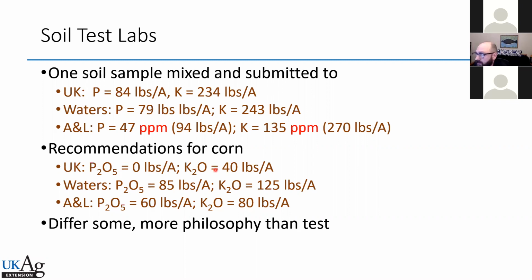For those same numbers, UK is saying no phosphorus needed, but Waters and A&L were saying 85 or 60 pounds per acre. So they're basically putting out a maintenance rate, even though we're way above where we expect to have any response. For potassium, UK was saying you need 40. Waters was all the way up at 125. So that's 3 times what we recommended. And A&L was 2 times what we recommended.